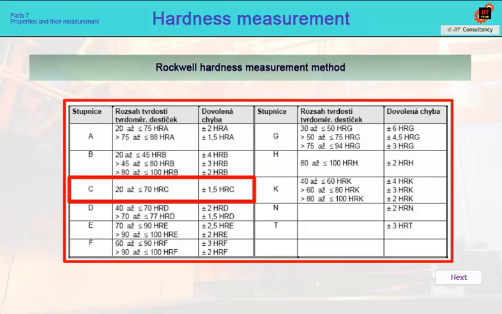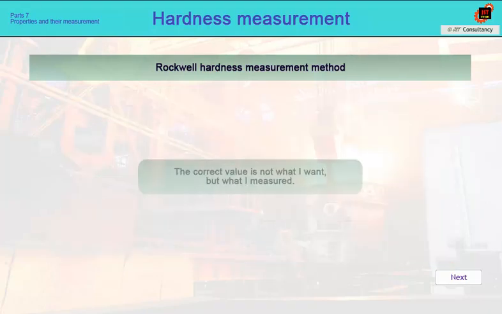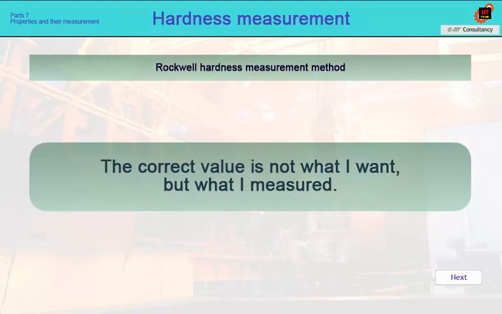However, it is important to note that the value of plus or minus 1.5 HRC represents a parameter of measurement reproducibility and includes natural variance when using different hardness testers, operators, and conditions. Therefore, if we want supervisory control of our measurements, we must take this tolerance into account. Therefore, the basic rule applies to our measurements. The correct value is not what I want, but what I measured.